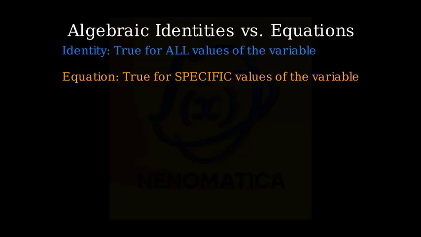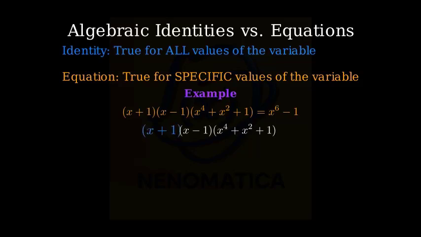Let's start with our first example. This is an expression that we need to verify whether it's an identity or not. On the left side, we have the product of three terms: x plus 1, x minus 1, and a third term, x to the fourth power plus x squared plus 1.